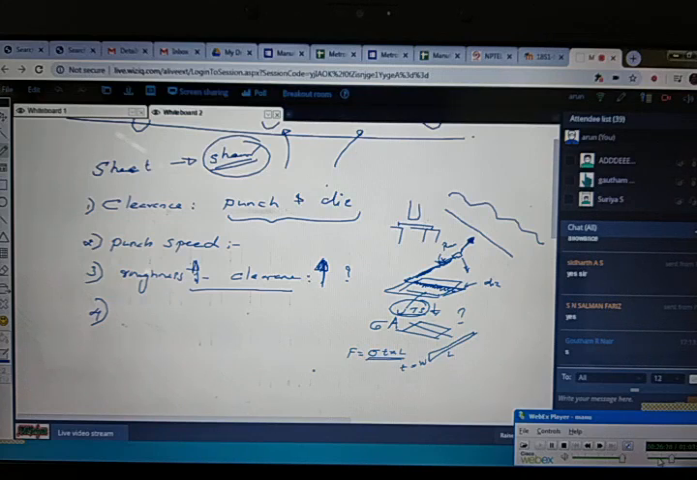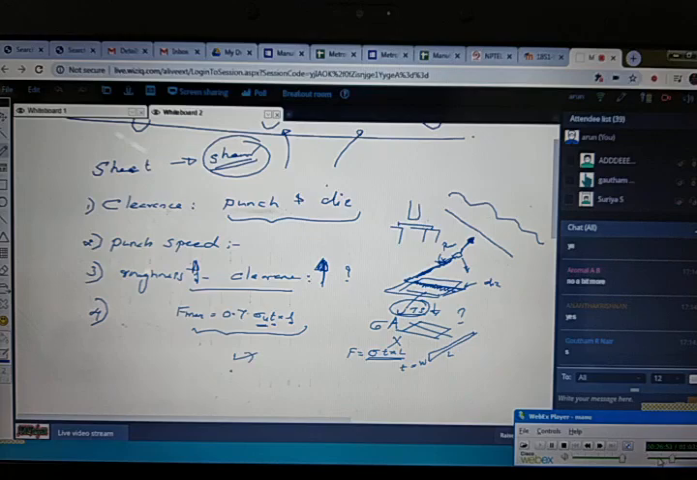Then, to overcome this friction force, an empirical relationship is generated, and that is F max equals 0.7 sigma u into T into L, where sigma u is the ultimate tensile strength, T is the thickness of the sheet, and L is the length of the sheet. So this is the expression. Is it clear to all?